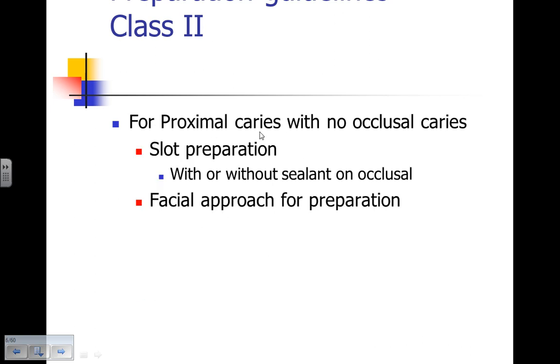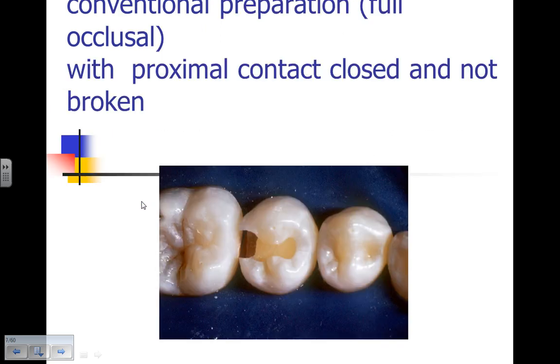When we have proximal caries with no occlusal caries, we can do a slot preparation. We may or may not place a sealant on the occlusal depending upon caries risk. Or we can even do a facial approach for a preparation where we see proximal caries. It doesn't involve the marginal ridge or the occlusal surface.